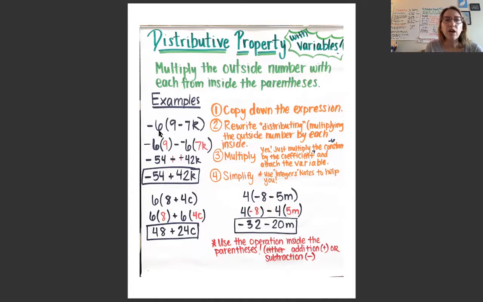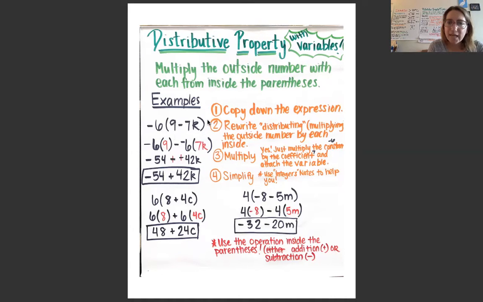Okay. So the first thing we're going to do, as always, is copy down the expression. Remember, an expression doesn't have an equal sign, so that's why it's not an equation. So we have -6 times 9 minus 7k. I know the k looks a little bit like an r, but it's meant to be a k because variables are going to be lowercase.